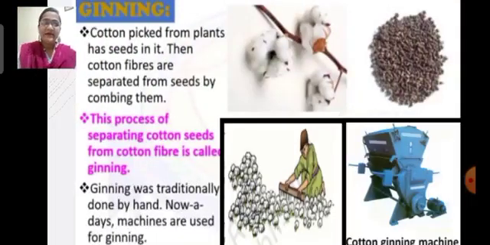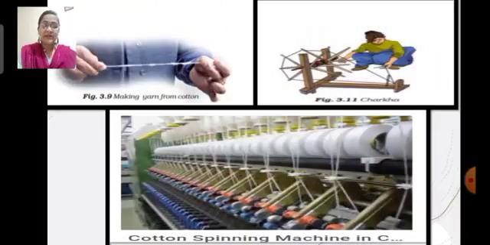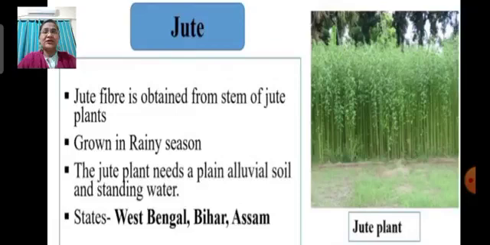Then cotton fibers are separated from seeds by combing them. This process of separating cotton seeds from cotton fiber is called ginning. Ginning was traditionally done by hand, but nowadays machines are used for ginning. Then fibers from a mass of cotton are drawn out and twisted, either manually or with the help of machines, to bring the fibers together to form a yarn.